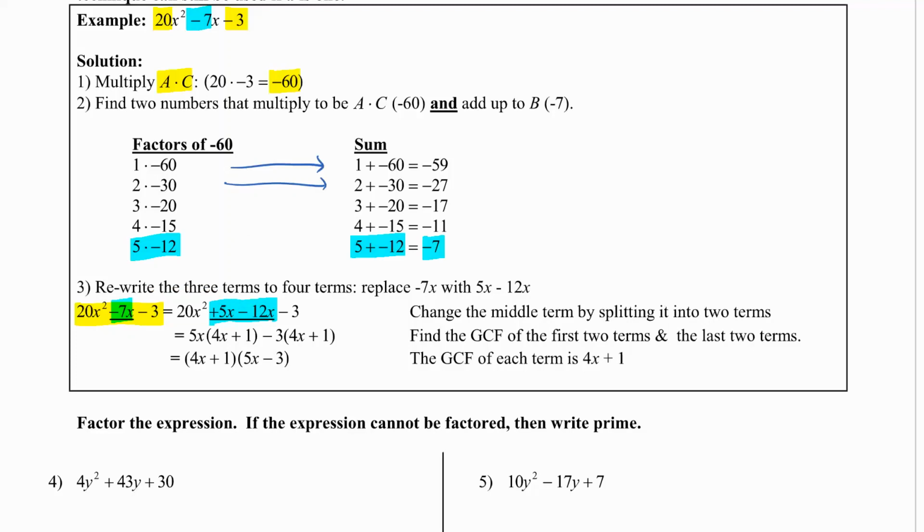All right, once we've changed it to 4 terms, we're just going to do what we did with 4 terms, and that was that grouping method.